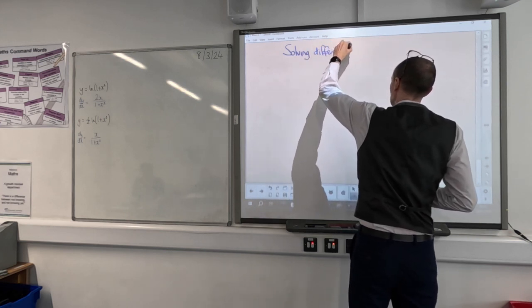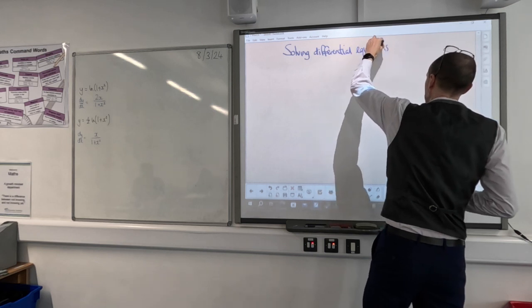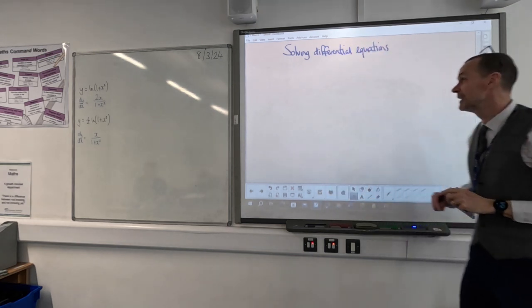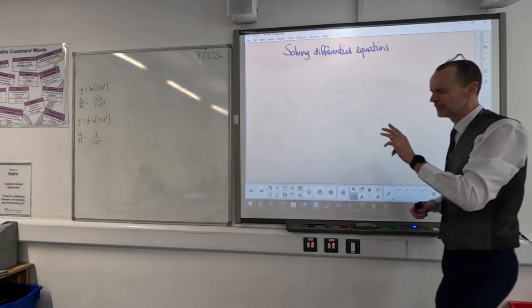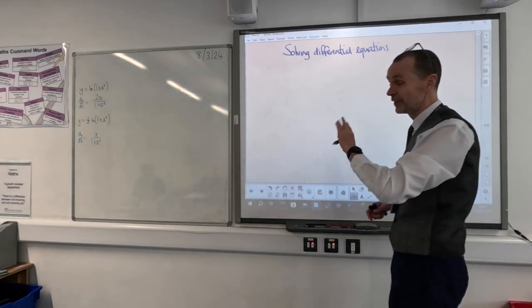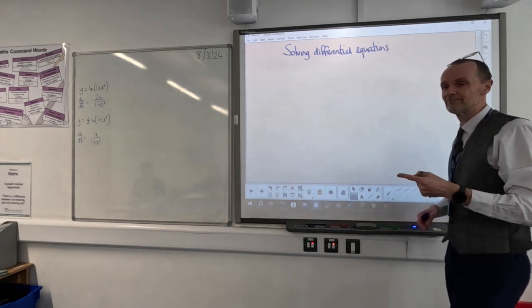Sounds really complicated. It does get really complicated beyond A level, but actually at A level it's not too bad at all. It's a very pompous way of saying what the second purpose of integration is. There are two main purposes of integration. One is to find area under curves. The other is to undo dy by dx.